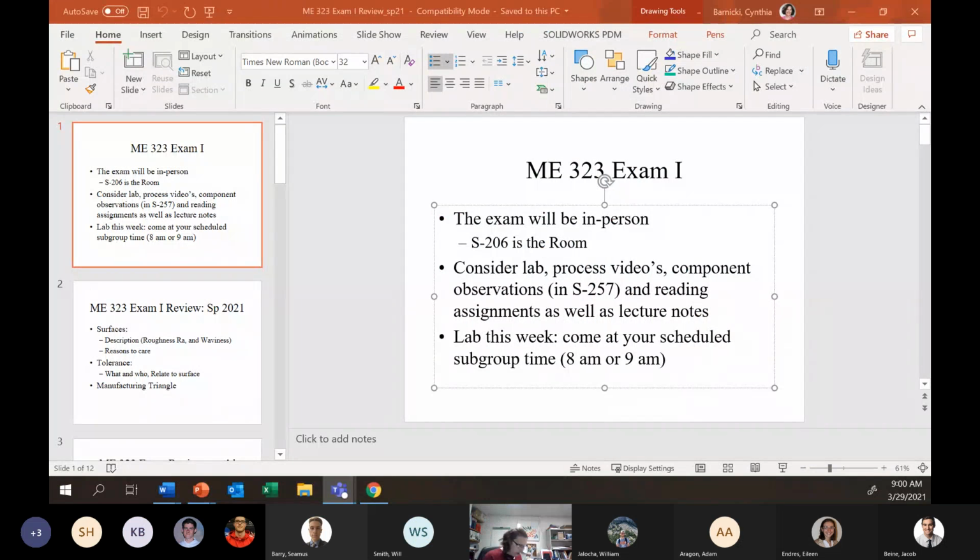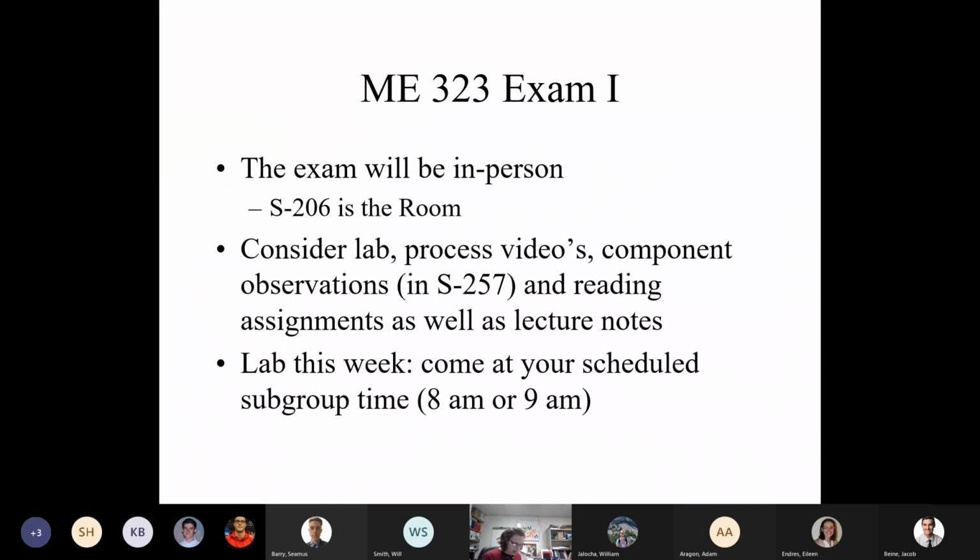And I want to start with something that is probably on our minds, or if not right now, it will be. So the exam, I now have the room confirmed. It is S206. I'm sure you're familiar with it, but it is a large enough room to accommodate all of us. I have not put this out on Canvas yet because I just got the confirmation this morning when I asked for it.